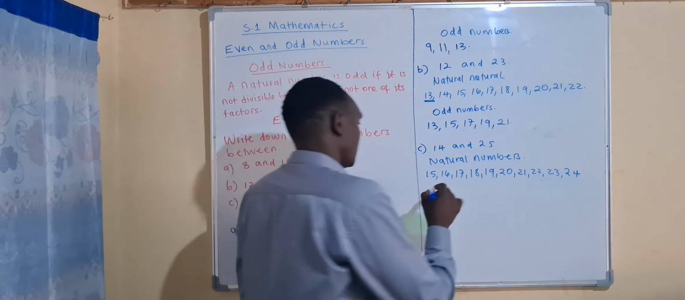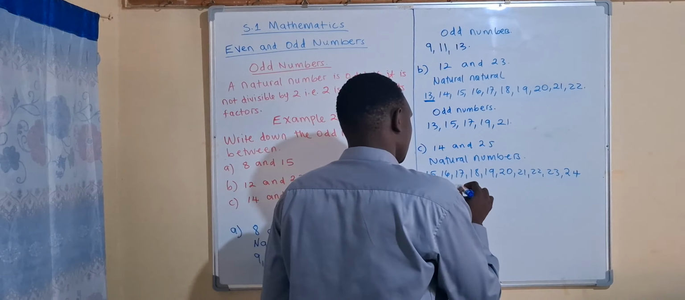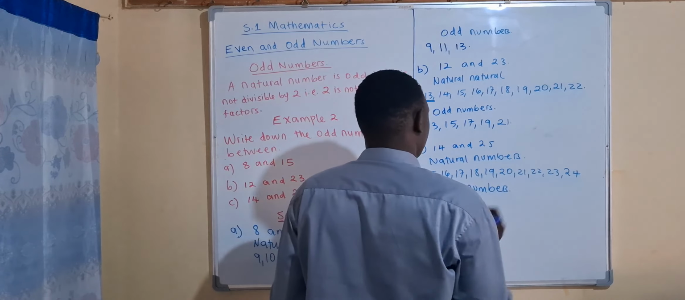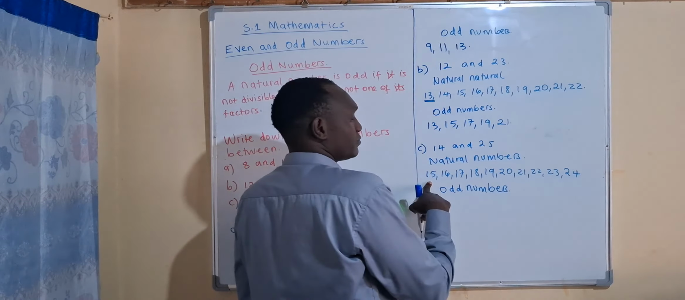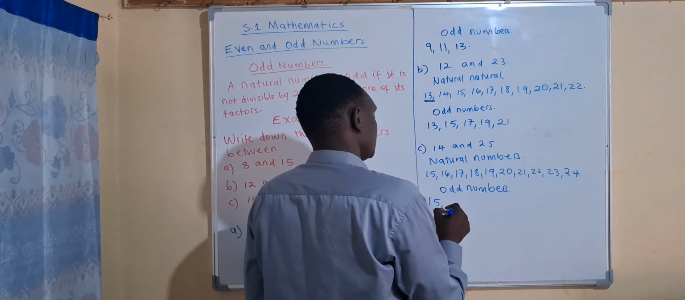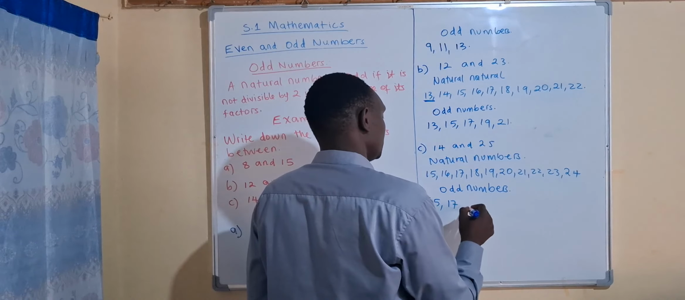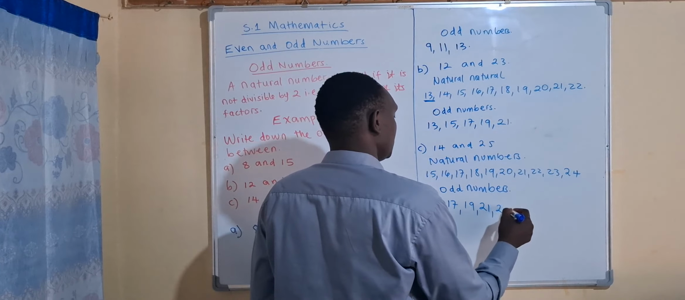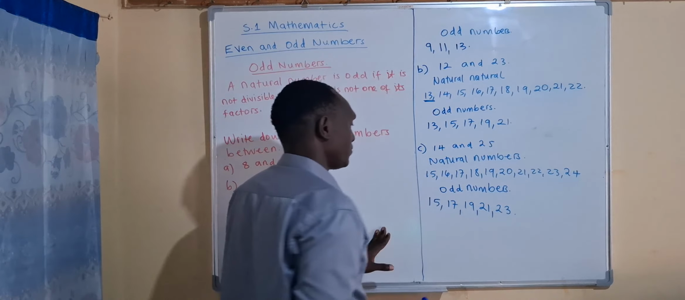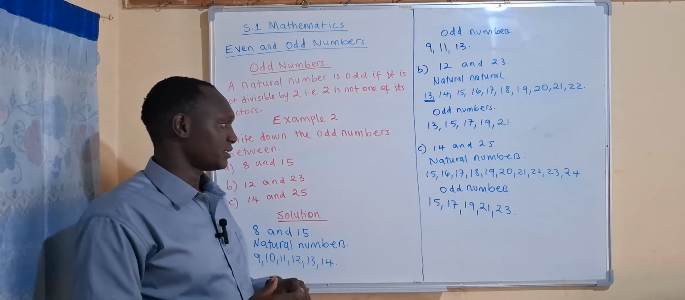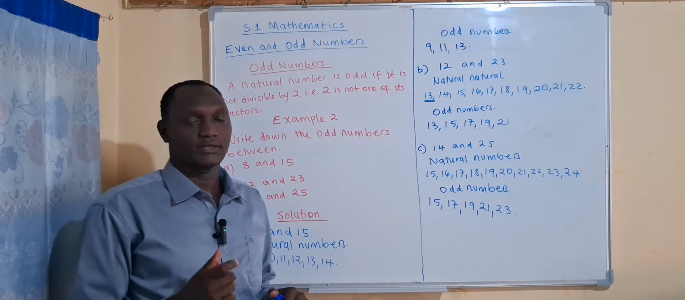So of these numbers, let us look for those ones that if we divide by 2, there is a remainder. So 15 divided by 2, we get 7, and the remainder is 1. So 15 is odd. 16 is even, 17 is odd, 19 is odd, 21 is odd, and 23. So these are the odd numbers that we can quote between 14 and 25.